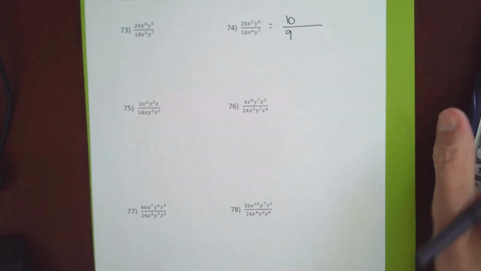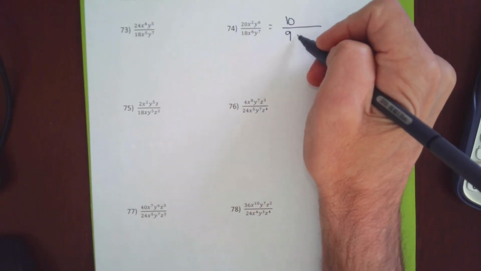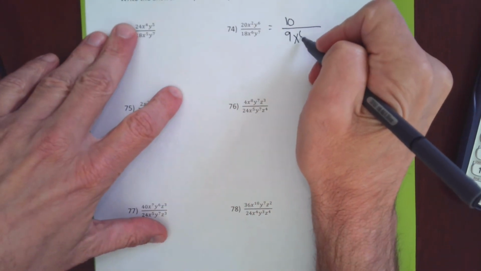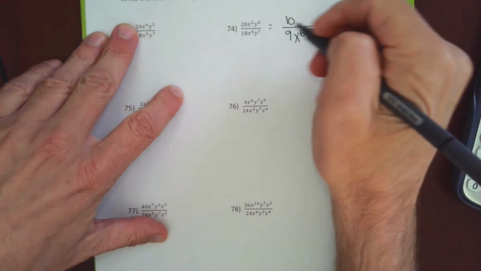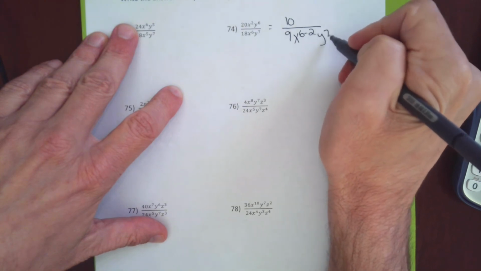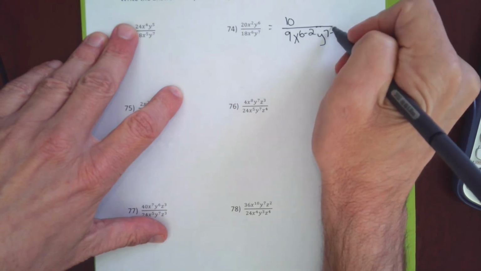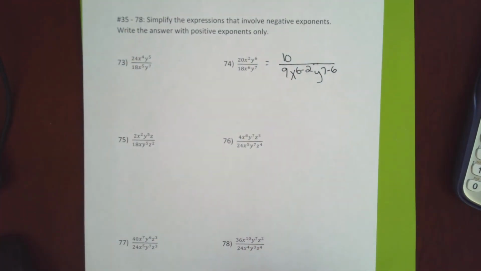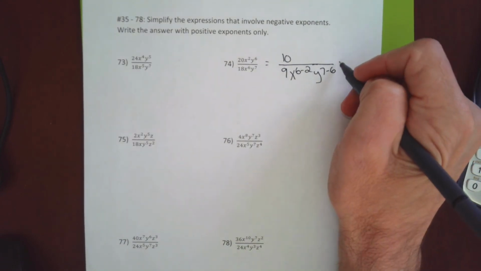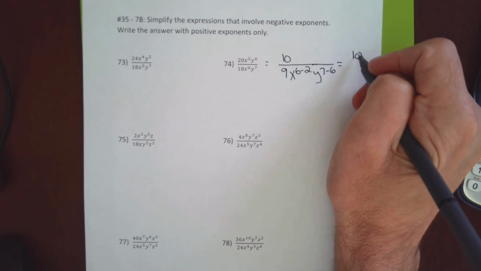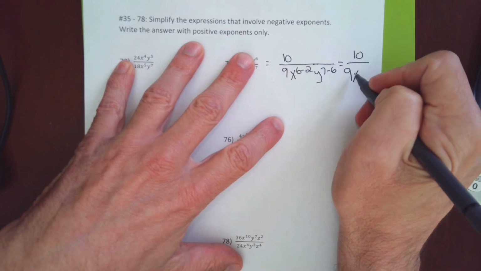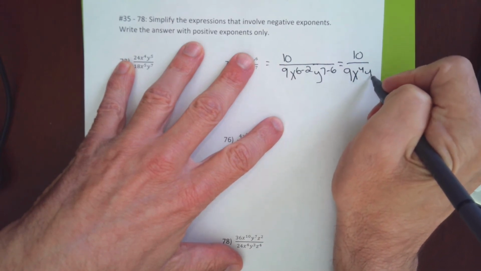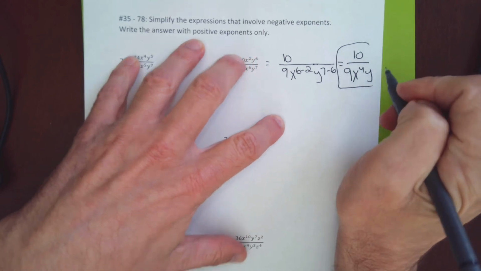Now for the x's, I examine my x's, the bigger exponent's in the denominator. I do big exponent minus small exponent, leave the letter where the bigger exponent is. Similarly for the y's, bigger exponent is in the denominator, big exponent minus small exponent, leave the letter where the bigger exponent is. This is getting my answer written with positive exponents, which is generally required. So numerator just has a 10. The denominator has a 9. The x winds up having an exponent of 4. The y winds up having an exponent of 1. I don't need to write that one.